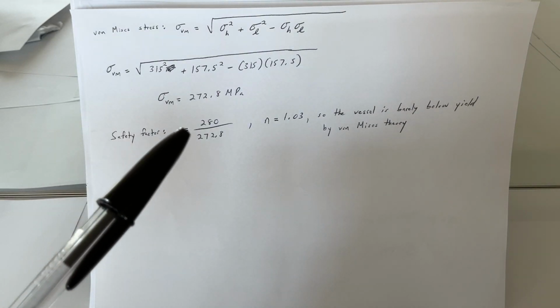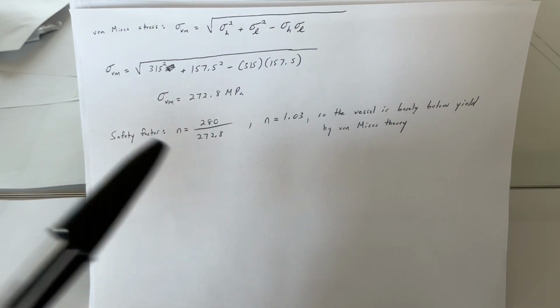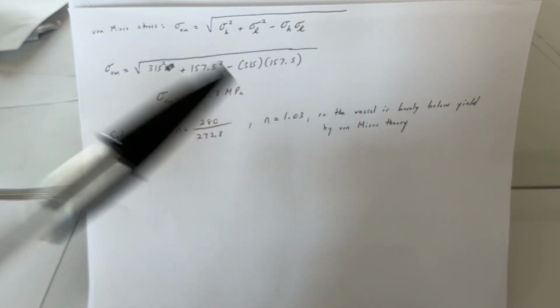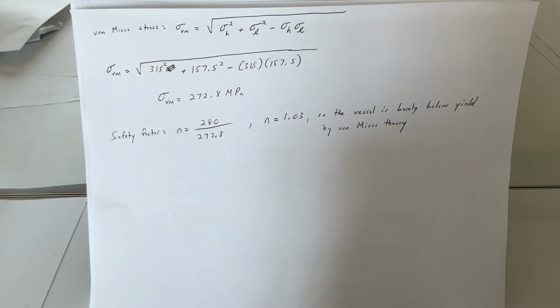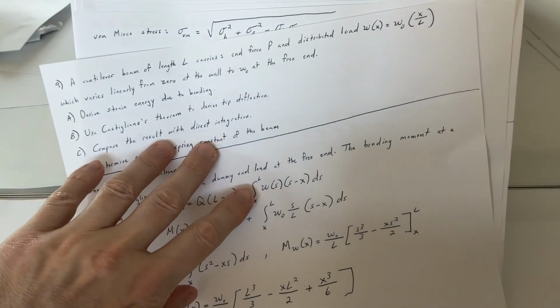Our safety factor is N equals 280 over 272.8. N equals 1.03. So the vessel is barely below yield by von Mises theory. And moving along now to number 9.